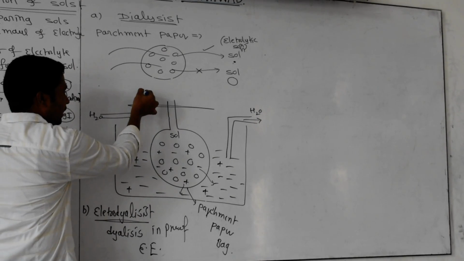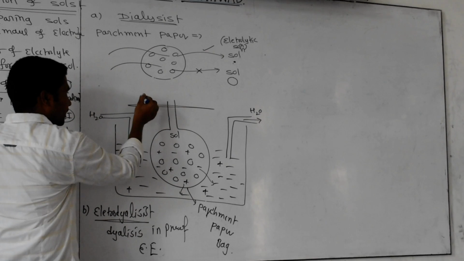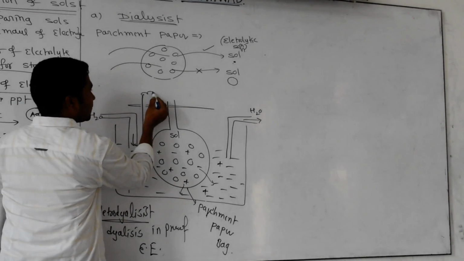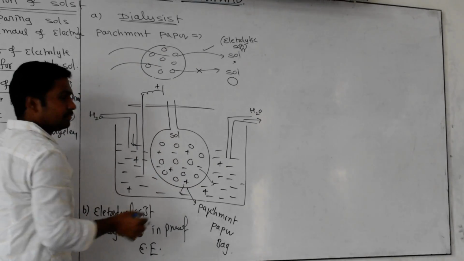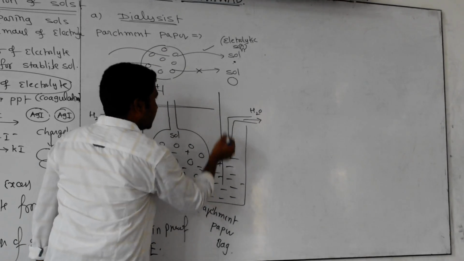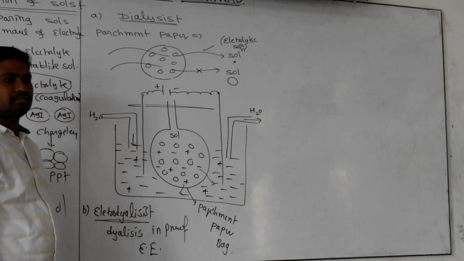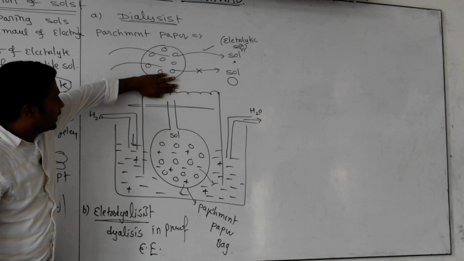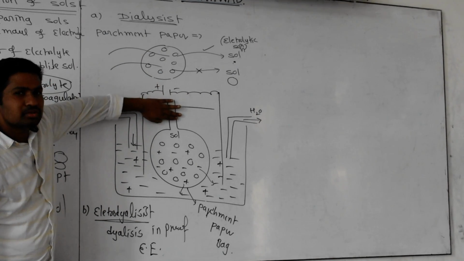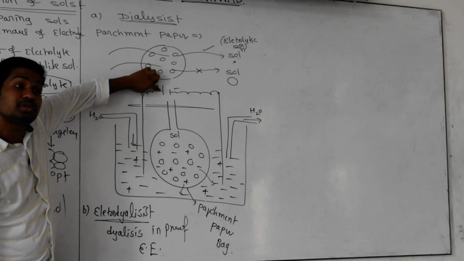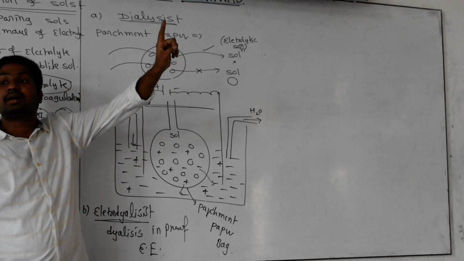What I am doing here, I am taking one metal rod, or you can introduce one metal rod here. That metal rod is connected to the positive terminal of the battery. I am taking one more metal rod here that will be connected to the negative terminal of the battery. Without electrical energy, the dialysis will go slowly. Now you are introducing electrical energy. The process will be the same but speeded up.